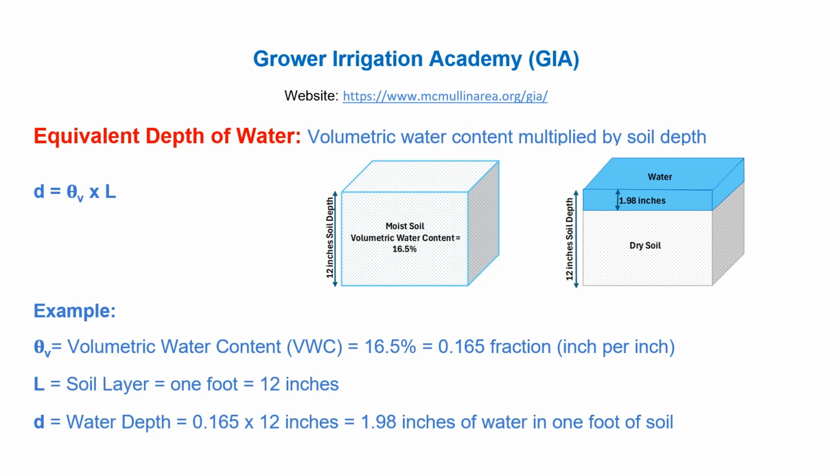For example, if the volumetric water content in the first foot of soil is 16.5%, the 16.5% can be expressed as a fraction or 0.165 inches per inch. We can calculate the water depth in the first foot, or 12 inches, by multiplying 0.165 inches per inch by 12 inches, or 1.98 inches.